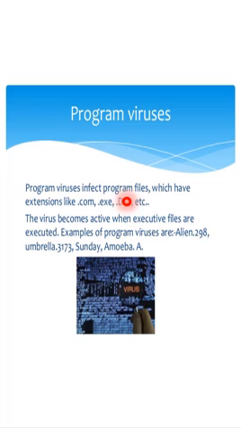Next is program virus. Program viruses infect program files, meaning those files having the extension .exe, .com; exe stands for executable file. So program viruses affect those files having the extension .exe or .com. They affect the files by attaching a copy of themselves to them. So they are also known as file viruses. Examples of program viruses are acid rain trojan, umbrella 3173, sunday.